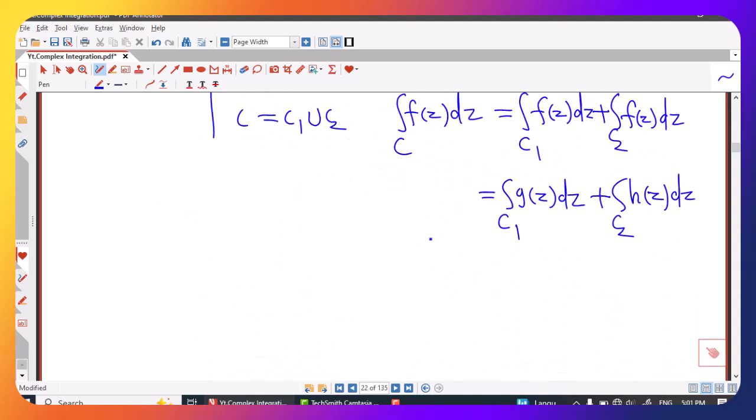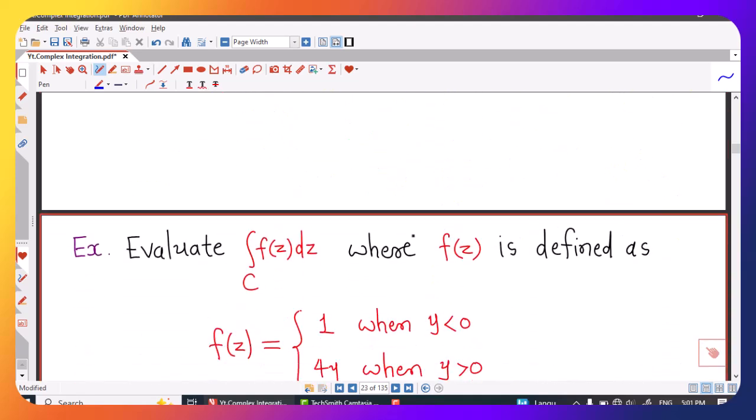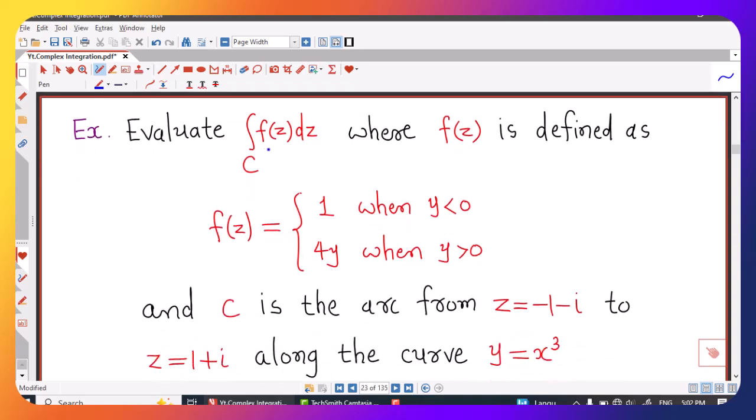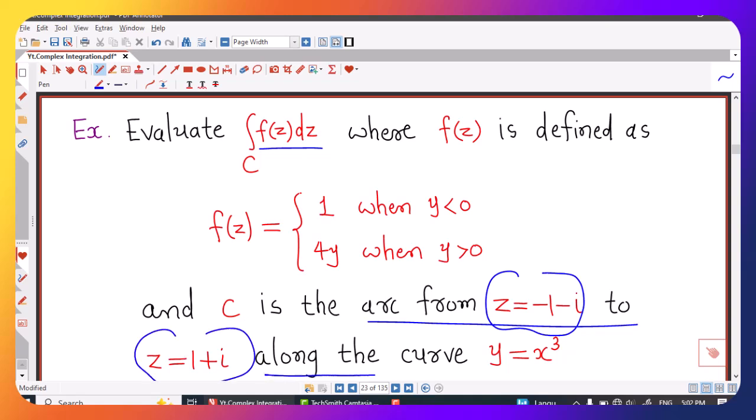So in this example which we are going to discuss today, we have this type of situation. We have to evaluate this integral of f of z along contour C, where contour C is the arc from z equal to minus 1 minus i to z equal to 1 plus i along the curve y equal to x cube. Our contour is that part of the curve y equal to x cube which is between these 2 points, minus 1 minus i and 1 plus i.